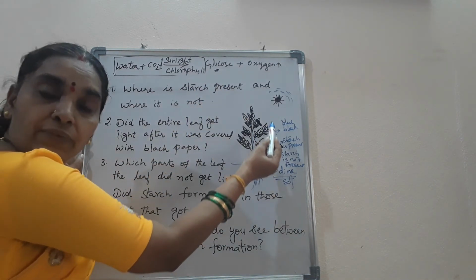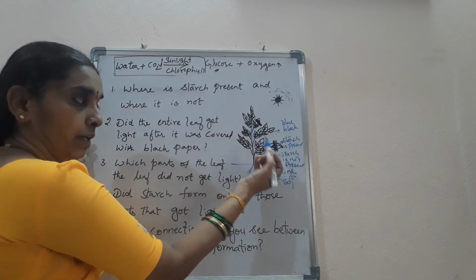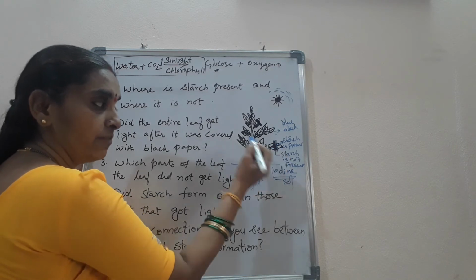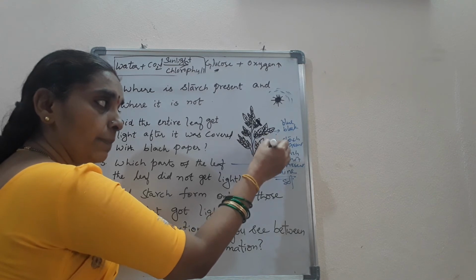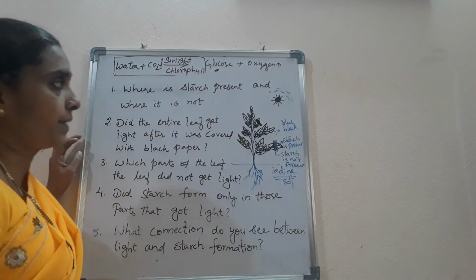So through this experiment you can prove that starch is present in the portion of the leaf which is not covered with the black paper, and in the portion of the leaf which is covered by the black paper, the starch is not present.